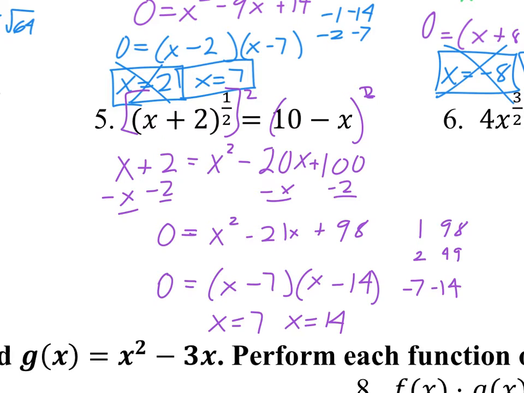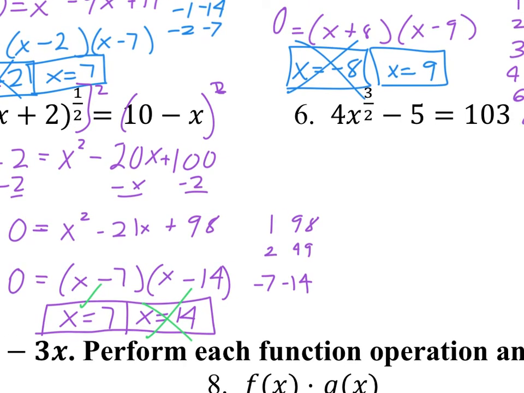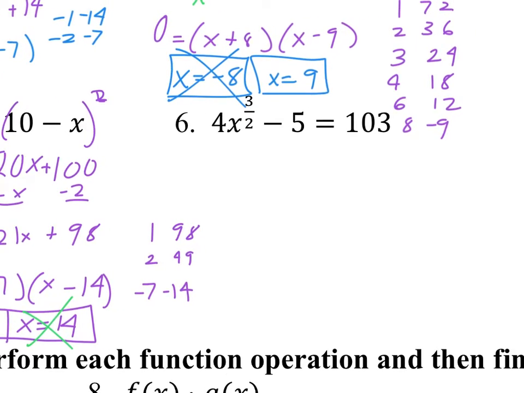Now, a little bit different here with the 10 minus x for checking for extraneous solutions. So 10 minus 7 is still positive, so that's fine. But 10 minus 14 is negative, so 14 is extraneous. So a little bit different there with the 10 minus x. Still same basic idea. As long as 10 minus x is positive, we're okay.